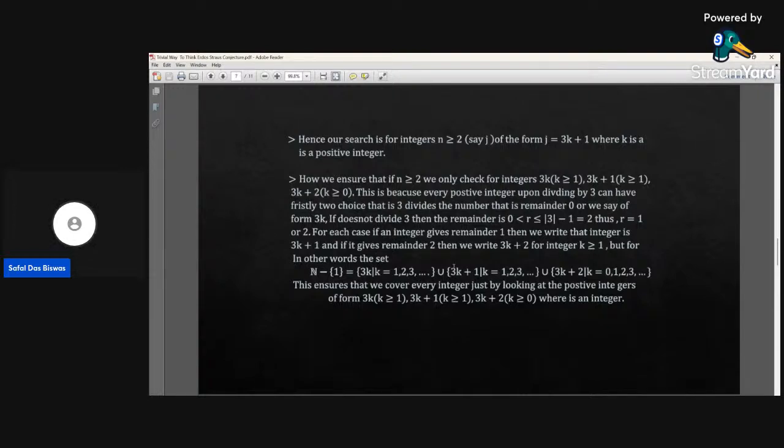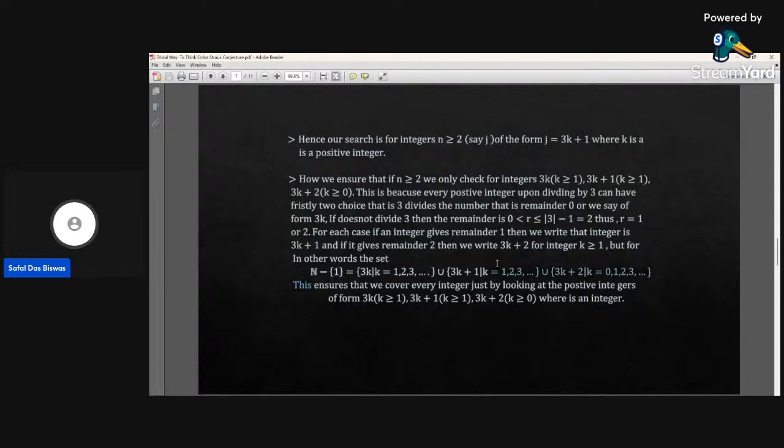Now if you think cleverly, you can see that if we subtract 1 from the set of natural numbers, then you get 3k for k equal to 1, 2, 3, and so on, union 3k plus 1 for k equal to 1, 2, 3, and so on, union 3k plus 2 for k equal to 0, 1, 2, and so on. We need to include 0 here, otherwise we cannot cover 0 in this integer set. Here it starts from 3, here it starts from 4, but we need to include 2 because n is greater than or equal to 2 in our question. So 0, 1, 2, 3, and you can see these two sets are actually equal.